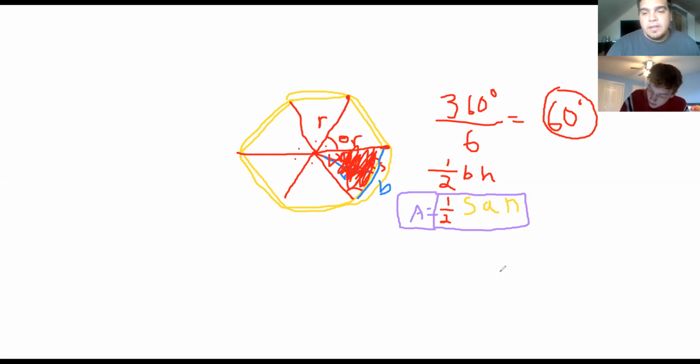And then number 14, they give us the apothem and the side, so we could just plug it in. 15 and 16 are those second level questions where you have to find one of the missing variables before you can find the area.